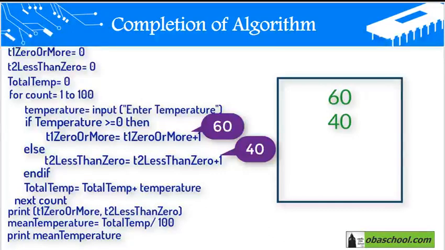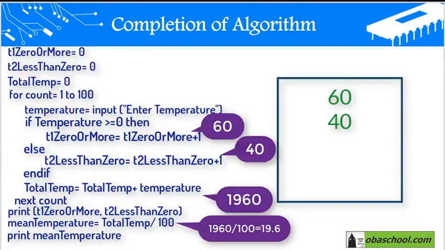And the total temperature is, for example, 1960. We will divide it by 100, so we will get 19.6. So 19.6 will be shown as the mean temperature to the user.